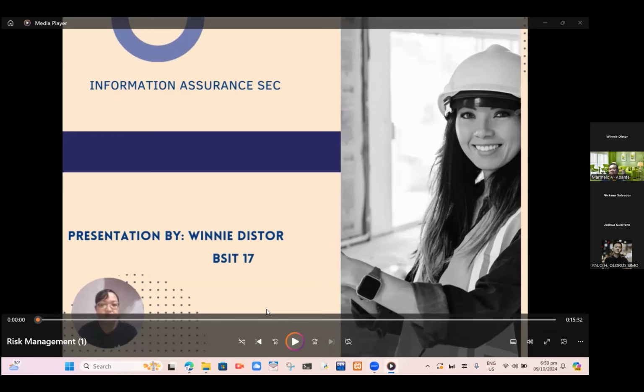Now, in both the Philippines and worldwide, effective risk management is essential for protecting sensitive data and maintaining trust among stakeholders. In the Philippines, the rapid digital transformation has heightened the need for robust risk management frameworks. With businesses increasingly relying on technology, the risks associated with cyber threats, data breaches, and regulatory compliance have grown significantly. Organizations must adapt to these challenges to safeguard their assets and maintain their competitive edge.